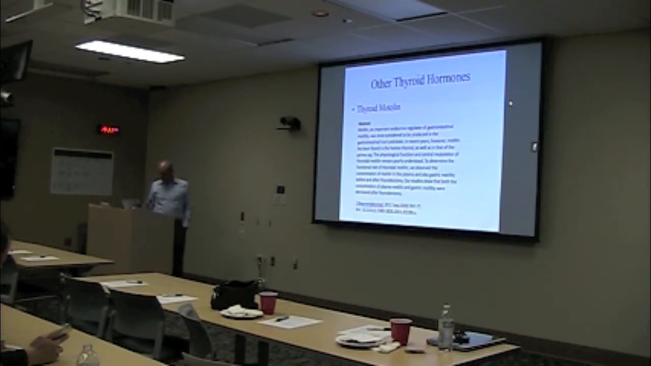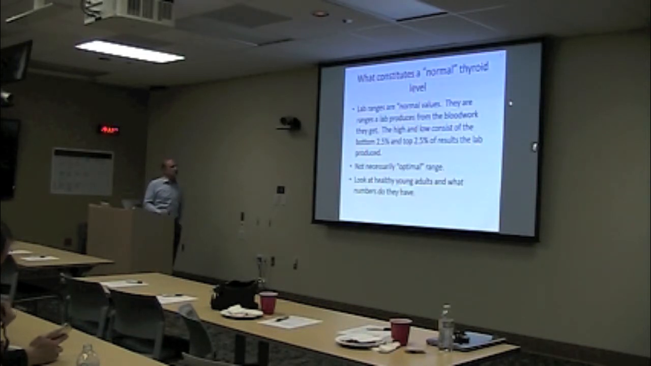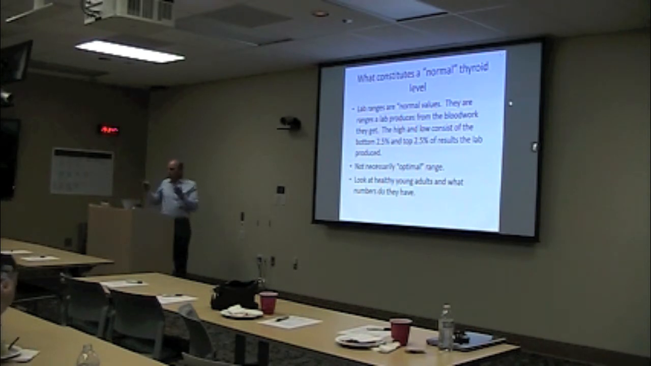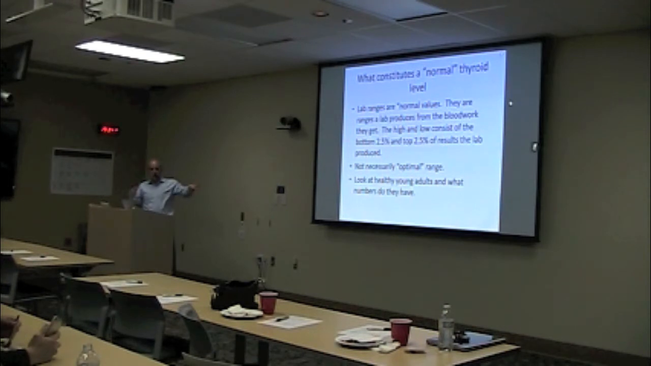So keep that in mind when we go down and talk about the hormone replacement. Okay, what constitutes a normal thyroid level? When you get your lab values, they give you a range. They don't give you normals. They take the blood work that comes into the lab, they take 2.5% off the bottom and 2.5% off the top, and those are the ranges they give you.